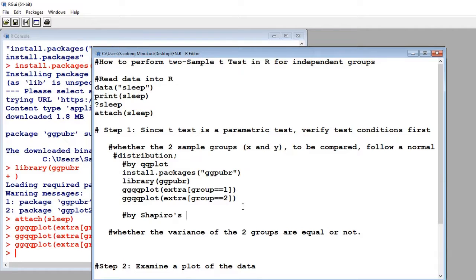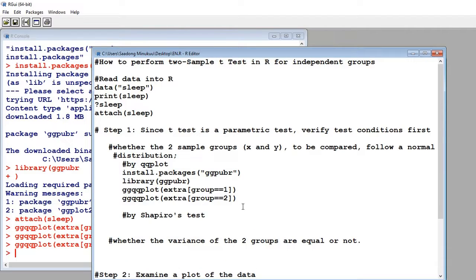Shapiro's test. For this particular test, we need a package called car. So let's install the package. You simply say install.packages, and into brackets, the package is called car, like car.